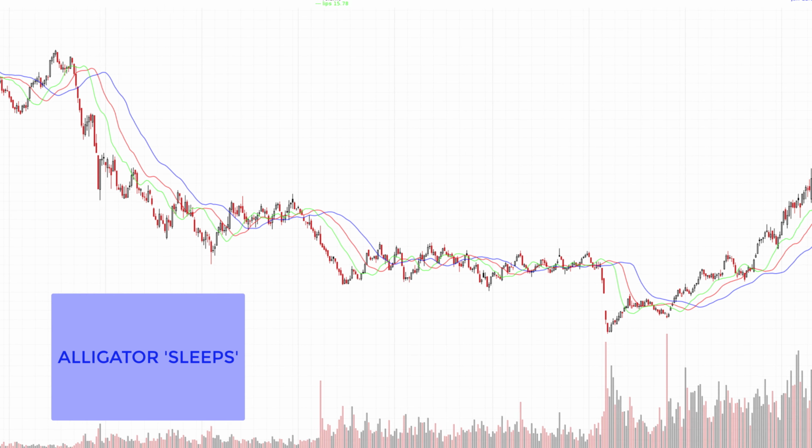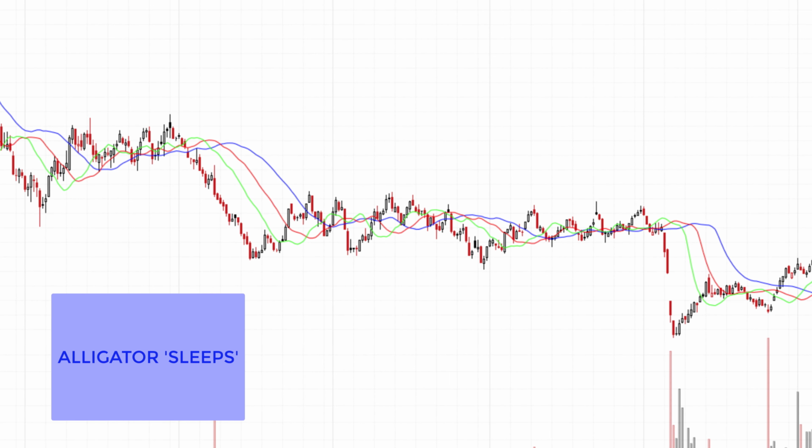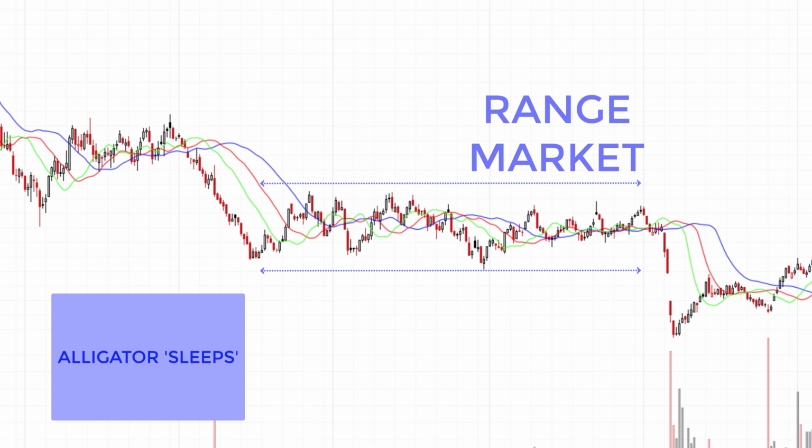When the alligator sleeps, the mouth is closed. It means that the different averages, so the jaw, teeth and lips, are very close to one another and the trend is therefore sideways or neutral. And as a trend trader, you want to avoid these kinds of circumstances because the market is in a range.